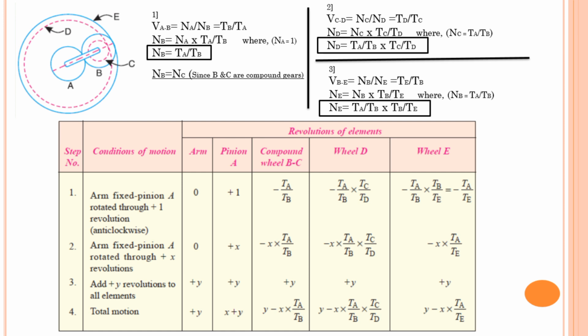Add the second and third condition for the arm, that is 0 plus y, it will be plus y. For pinion A, add the second and third condition to get the total motion, that is x plus y. For compound gear BC, minus x into T upon TB plus y, same thing I have written, y minus x into T upon TB. For gear D also, for gear E also, add the second and third condition and write in the fourth condition. At the bottommost row, whatever I have got, these are the formulas for revolution of each element in the epicyclic gear train. These are very important formulas for solving the problem.